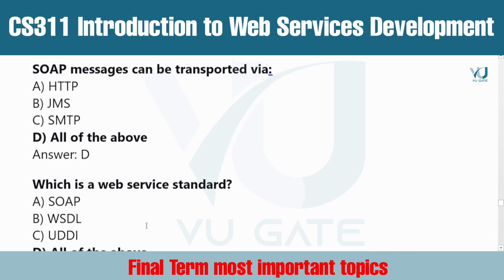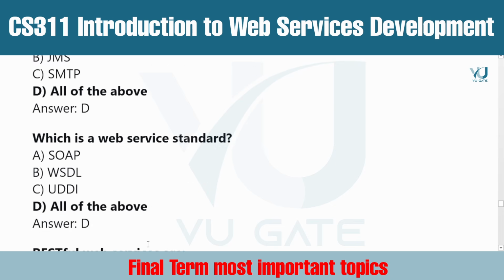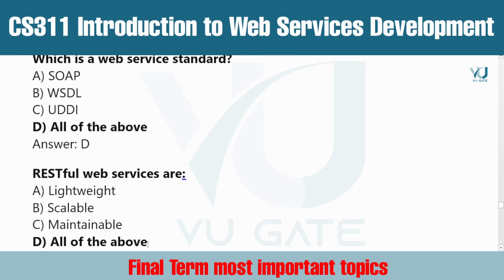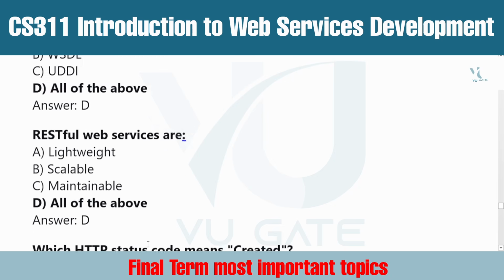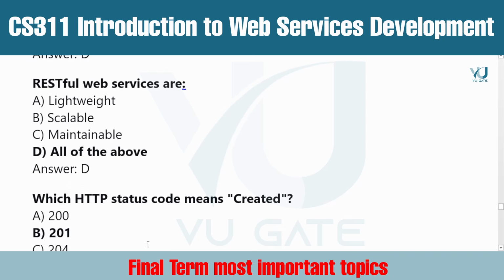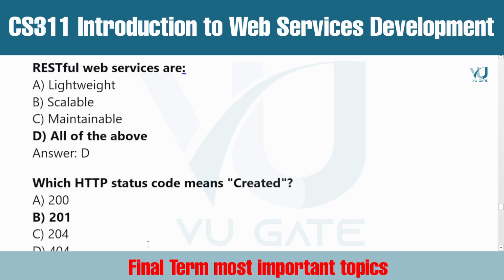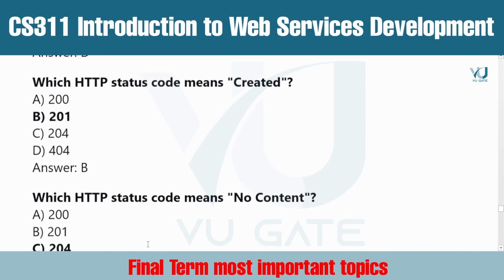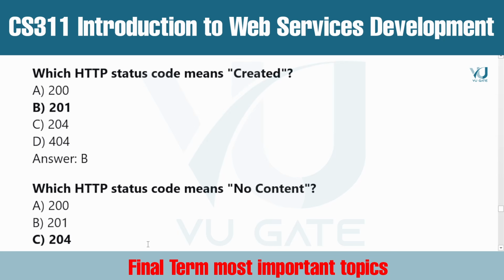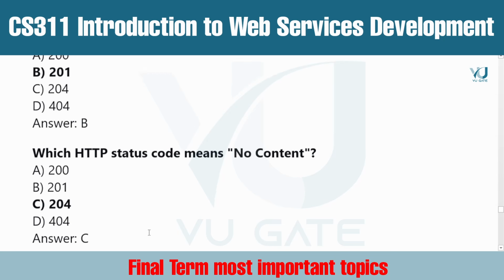Question 56, SOAP messages can be transported via? The correct answer is option D, all of the above. Question 57, which is a web service standard? The correct answer is option D, all of the above. Question 58, RESTful web services are? The correct answer is option D, all of the above. Question 59, which HTTP status code means created? The correct answer is option B, 201.